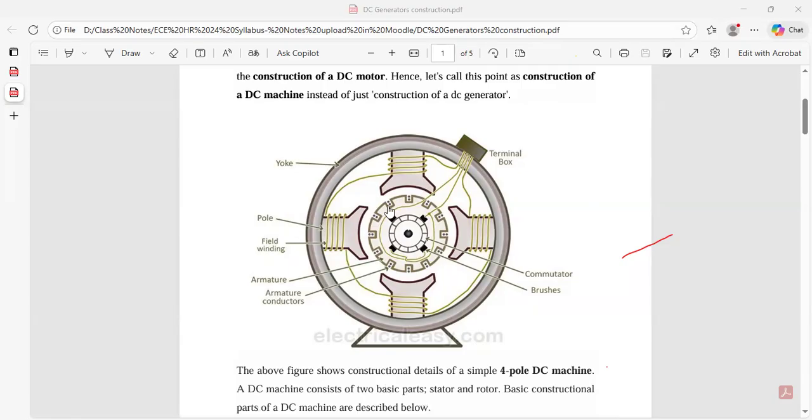Like this, voltage is developed in the armature coil, armature winding. So this is the field winding or shunt winding. Whatever winding is there on the poles is called field winding, and the winding that is in the armature is called armature winding. Totally two windings are there in any machine. Now we'll see the EMF equation of a DC generator.